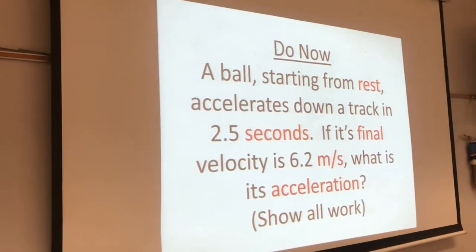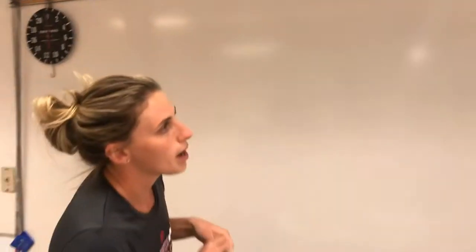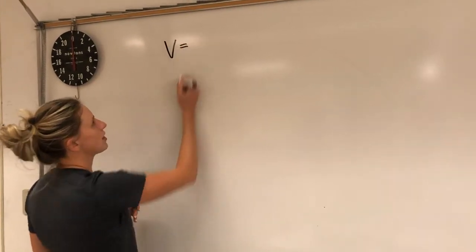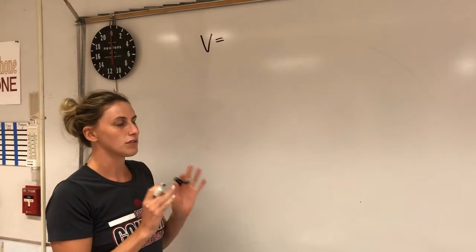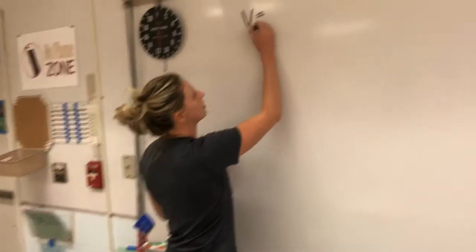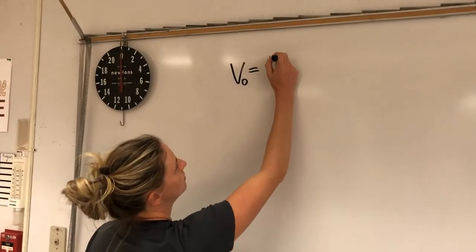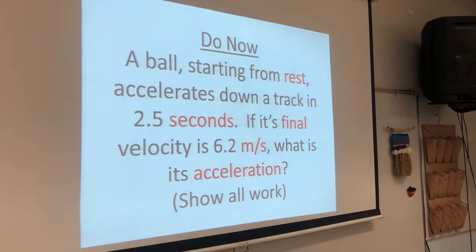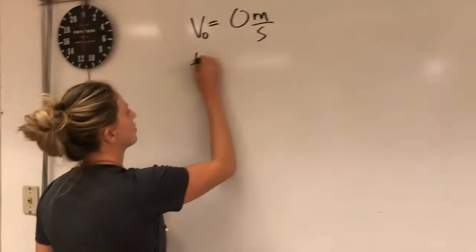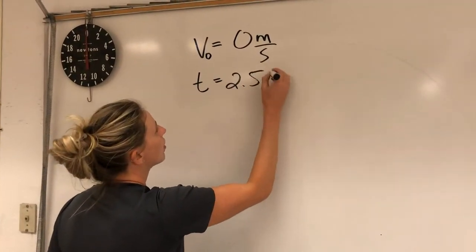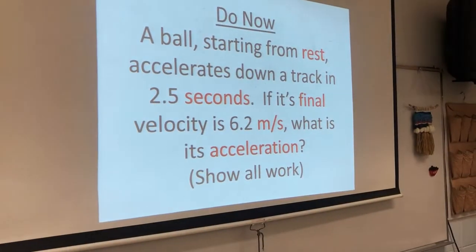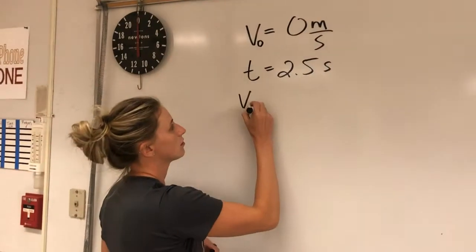Okay, so first things first, let's go ahead and write our information. A ball starting from rest. What does that mean? Starting from rest means in the very beginning, initially, it's going to be chilling, not moving at all. So I'm going to put V initial, and it's starting from rest, so it's 0 meters per second. It accelerates down a track in 2.5 seconds. I know it's time because I've got seconds there. Its final velocity is 6.2 meters per second.